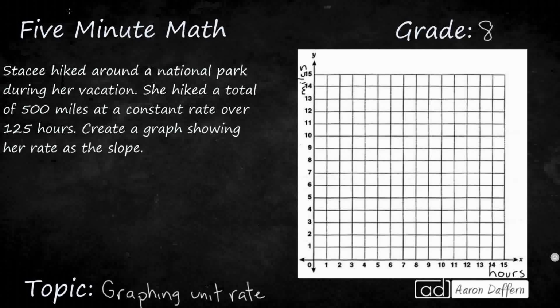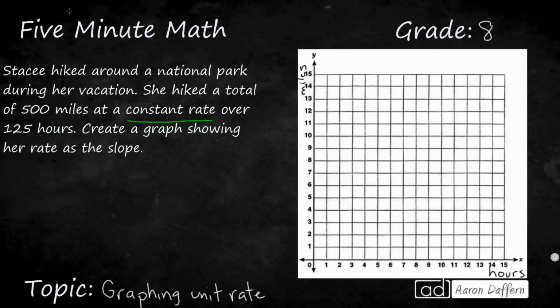Today we are looking at the 8th grade concept of unit rate, specifically how we could graph it from a word problem, and we'll do it in 5 minutes or less. So we have a sample word problem here. Stacy's hiking around National Park. She hiked a total of 500 miles at a constant rate.